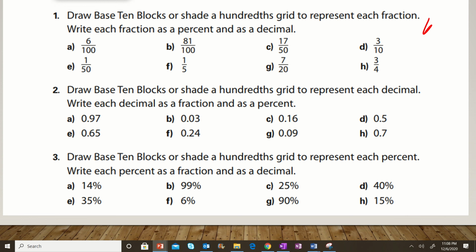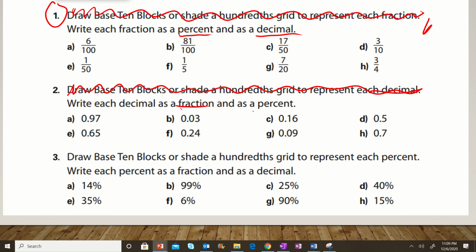Okay, so now comes the assignment. I have it in here, but it's in your textbooks as well on page 190 and 191, I believe. So don't worry about draw a base 10 block or shade 100 to represent each fraction here. Just write each fraction as a percent and a decimal, all right? So we have all of these examples. I want you to do all of that, okay? This one, don't worry about the draw base 10 blocks as well, because we just want to convert fraction to percent, all right? And finally here, don't worry about the draw base 10 block, and I want you to do all of those. So you can see it's pretty easy, and it's a review of the other day.